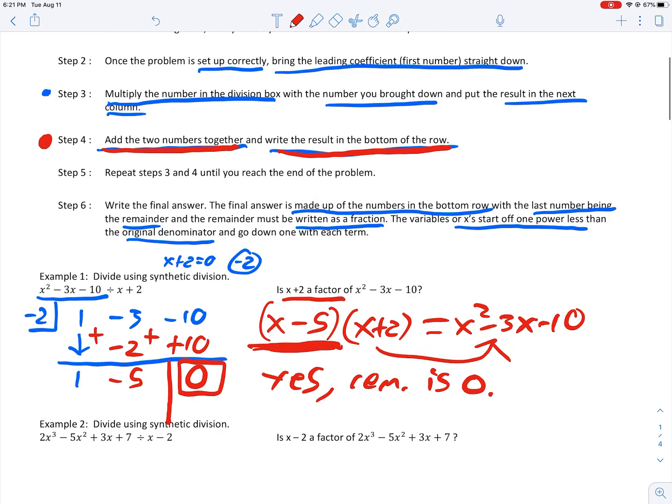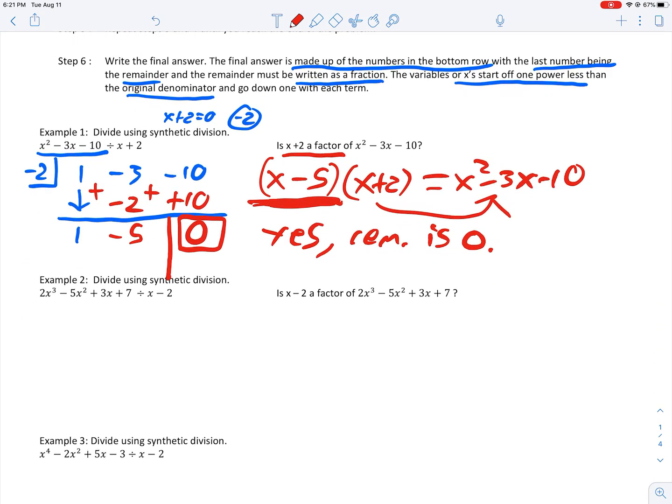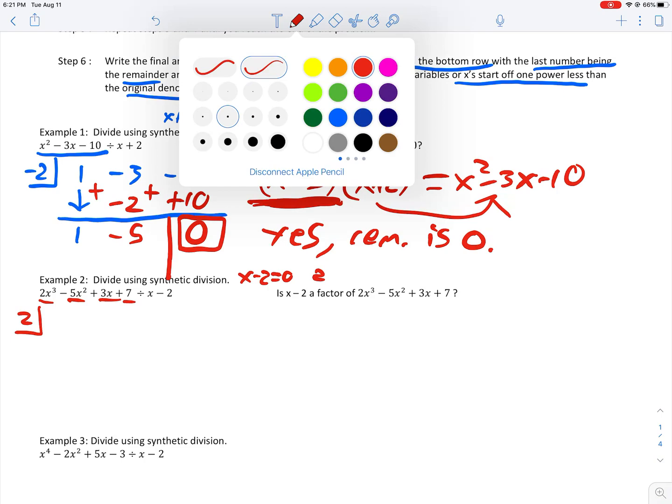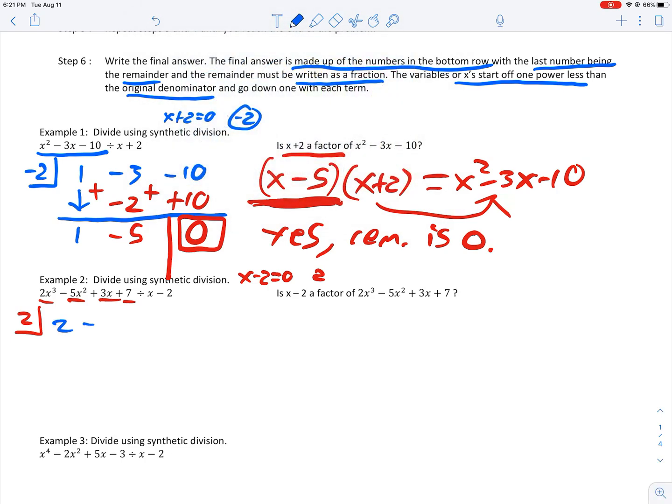Okay, so let's try it again. So first, set your denominator equal to 0. So you get 2. So that goes in your division box. Second, is the numerator in descending order? Yes. So now just list the coefficients. So 2, -5, 3, and 7.